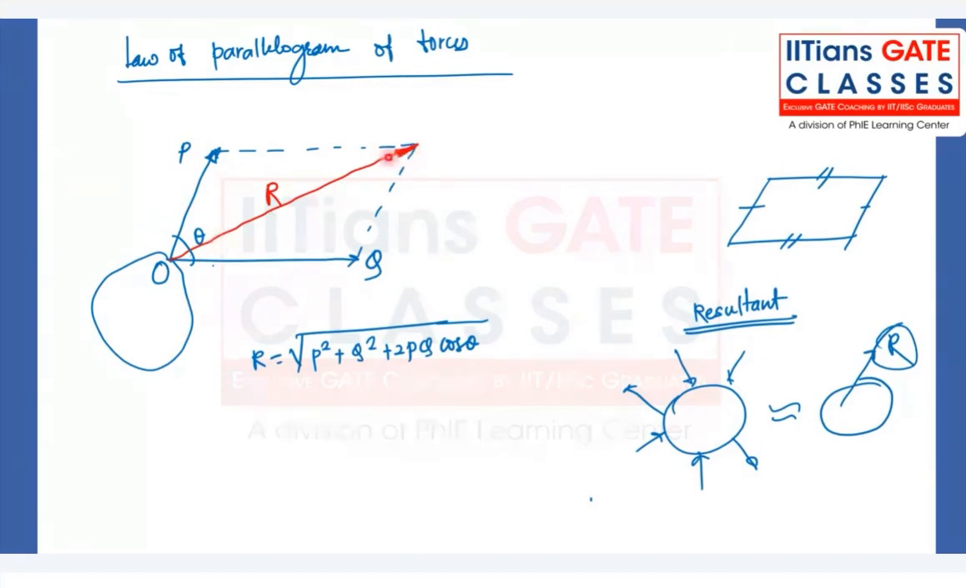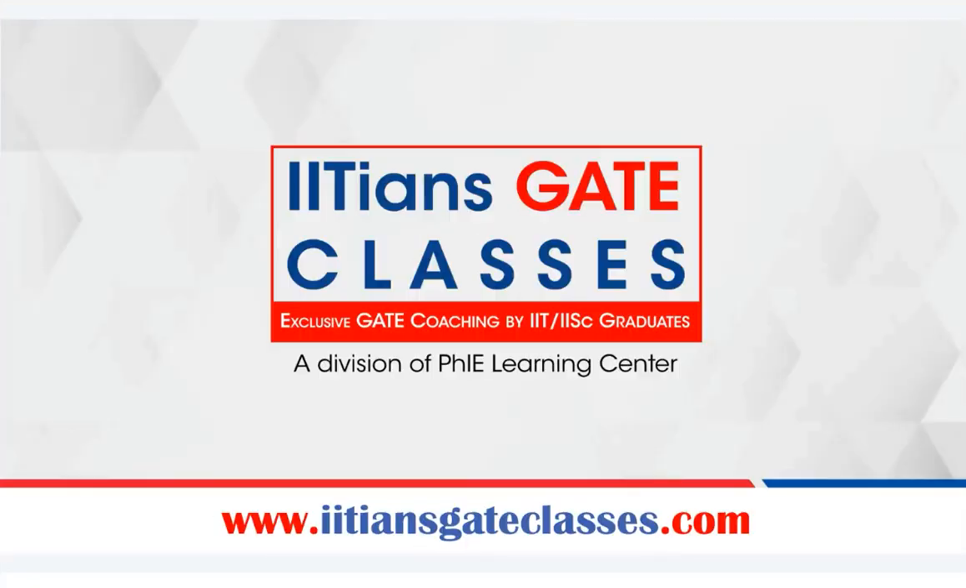Okay, and how will you calculate this diagonal R? R is calculated by the square root of P square plus Q square plus 2PQ cos theta. Okay, square root of P square plus Q square plus 2PQ cos theta. Write down the formula.